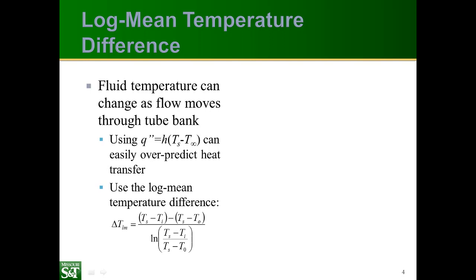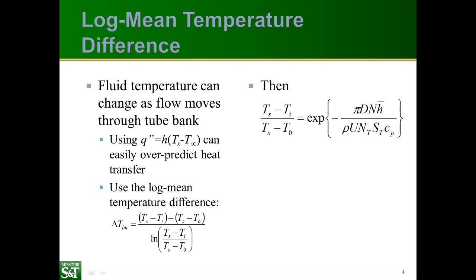Now, the log mean temperature difference is defined as you see here on the slide, and basically what it allows us to do is write the equation a little bit differently. So we have the inlet temperature and the exit temperature here, and then we have this exponential function. So essentially what will happen is if this is the surface temperature of your tube bundle and this is your inlet temperature, you'll have this exponential function that eventually approaches the surface temperature if the thing is infinitely long.